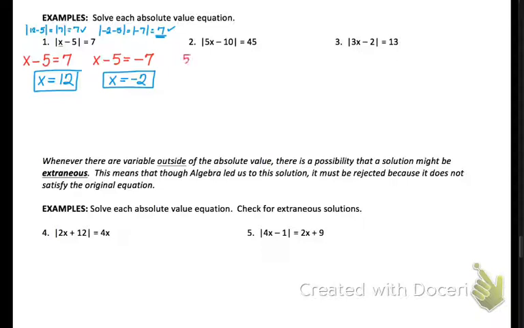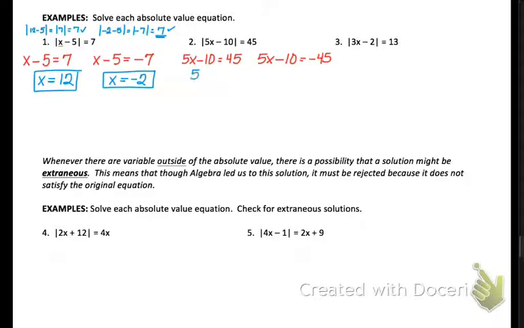The first one would say 5x minus 10 equals positive 45. The second one would look almost exactly the same, except instead of positive 45, it would be equal to negative 45. And now we solve those in exactly the same way. This one has more steps, but that doesn't matter.